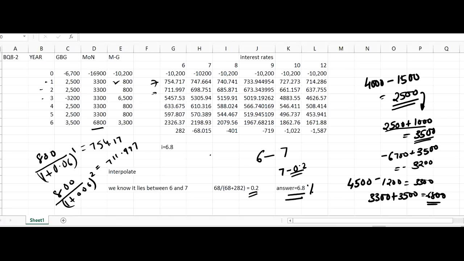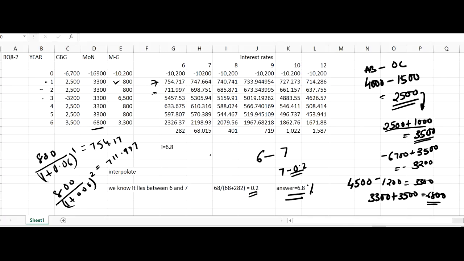So I'll just go through it once again. You have the GBG value, you have the MON value as initial cost, that is minus 6700 and minus 16900 for GBG and MON respectively. Minus 10,200 is the difference of these two. For the first year you get 2500 for GBG, that is your annual benefit minus the operation cost. I'll write it again: annual benefits minus the operation cost gives you 2500. That is for the first year.